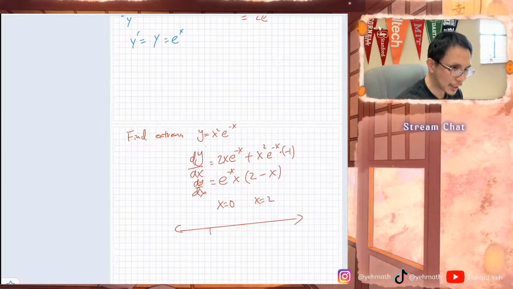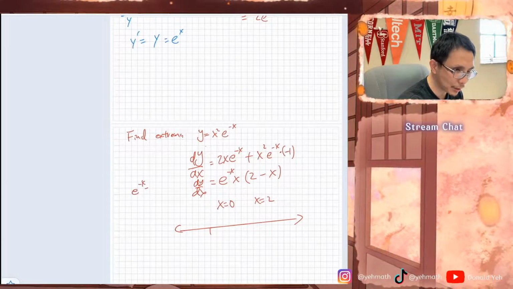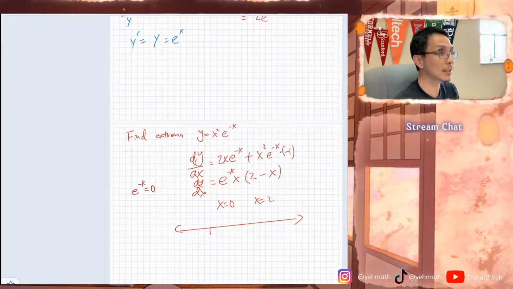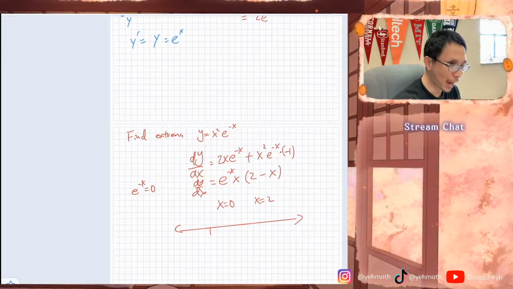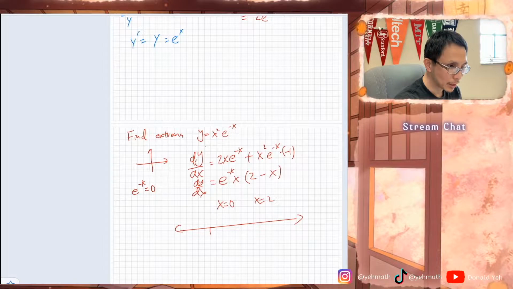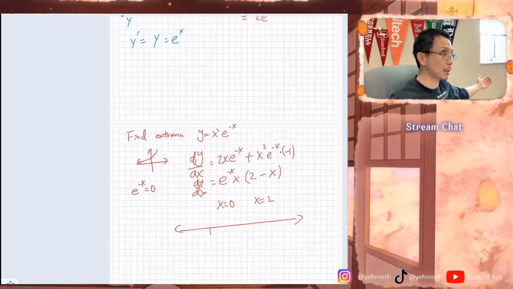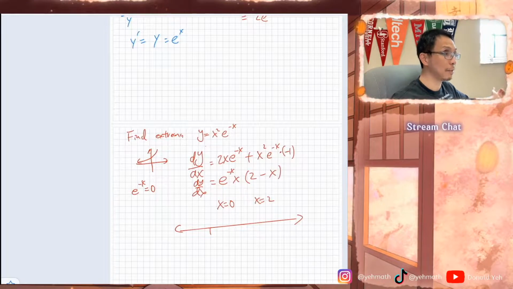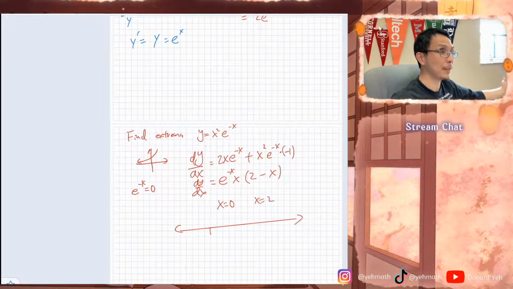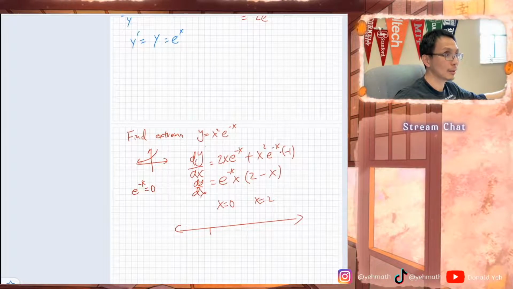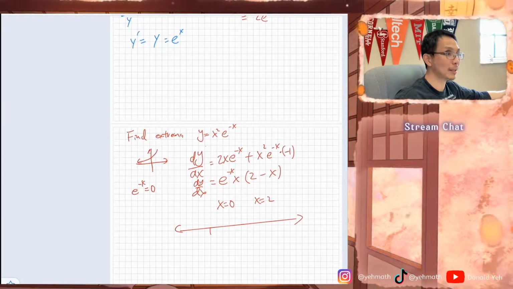So now you're going to ask, how come e to the negative x never equals 0? Well, e to any number does not give you 0, because the graph goes like this. As x goes to negative infinity, it becomes 0. But the problem is, infinity is not a real number. Infinity is a number that does not exist.